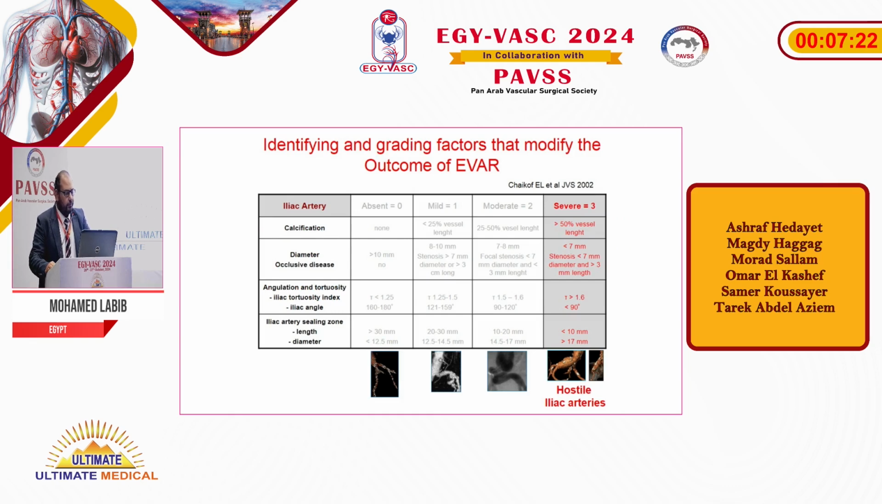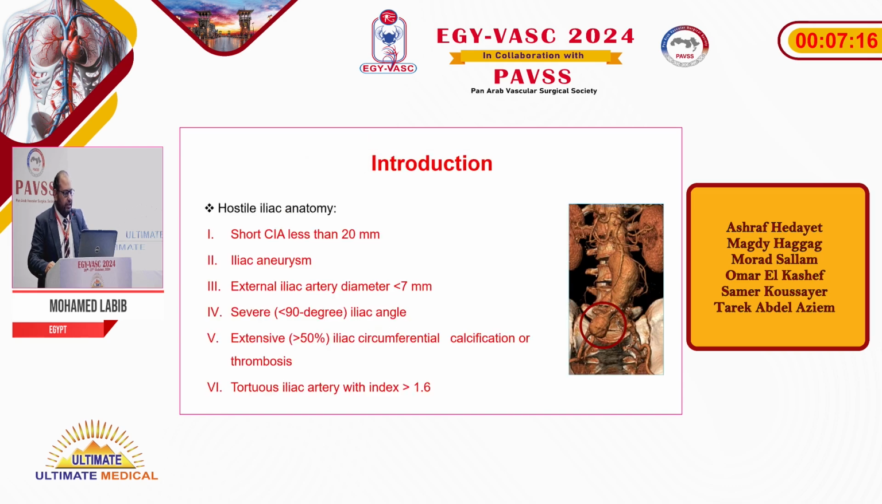Chaikof et al. identified and graded the factors that modify the outcome of EVAR, and defined hostile iliac anatomy as follows: short common iliac less than 20 millimeters, iliac aneurysm, external iliac artery diameter less than 7 millimeters, severe iliac angulation, severe iliac tortuosity with an iliac tortuosity index more than 1.6, extensive iliac circumferential calcification or thrombosis more than 50%.